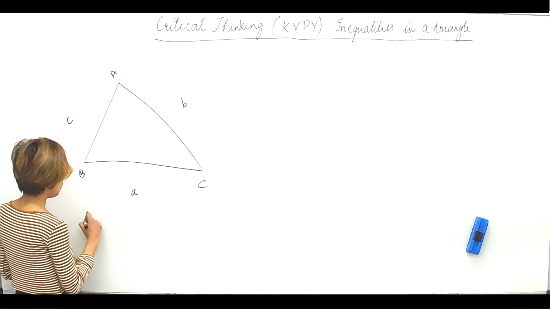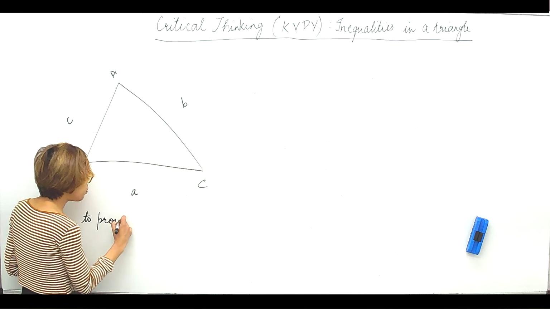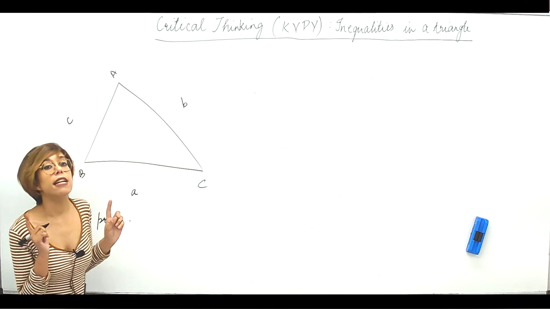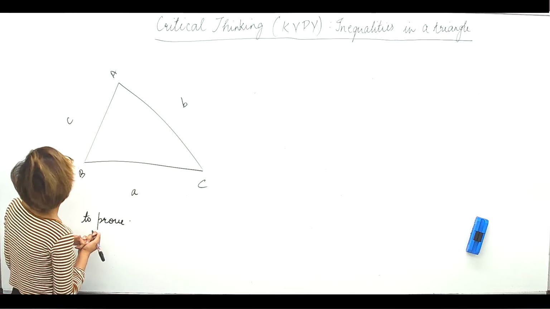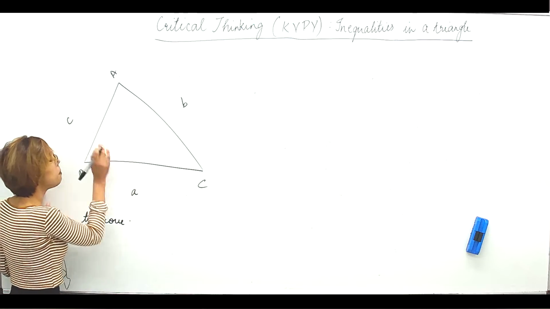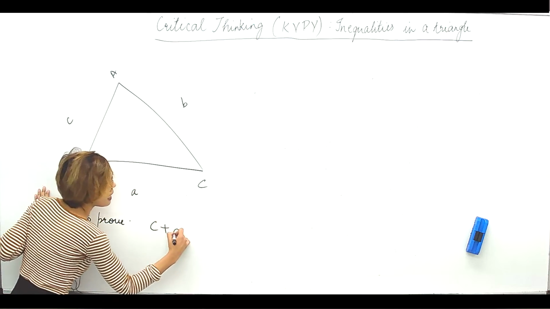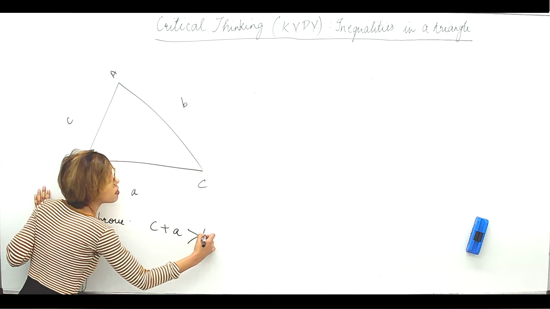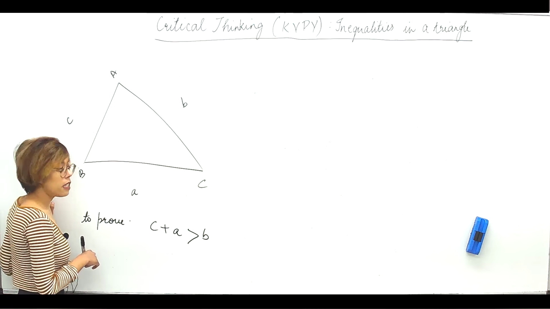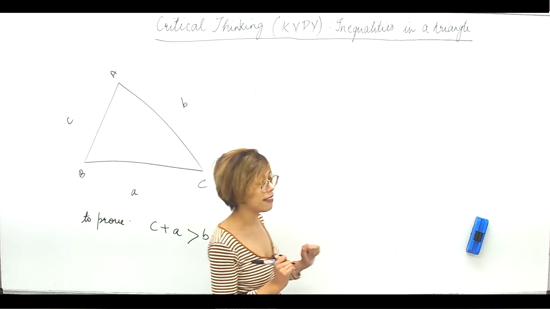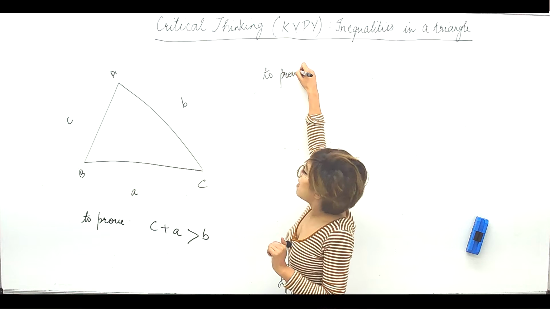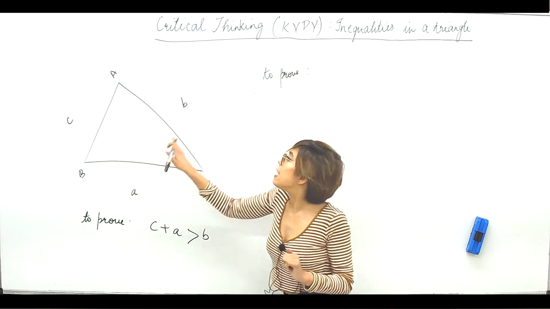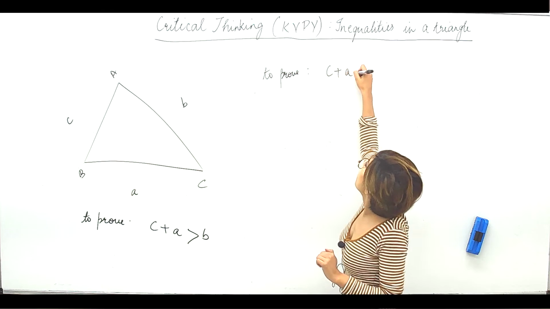Right. So what do I need to prove? I need to prove that sum of any two sides is greater than the third one. Sum of any two. Now what to do? Let me prove that c plus a is greater than b. Let me prove. Right? Okay. Should not have written here. So I will write my two parts here. I need to prove that c plus a is greater than b. This is what I want to prove.